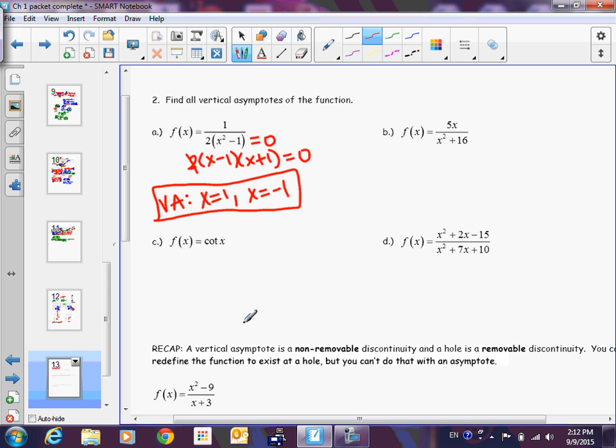The 2 is actually not causing a vertical asymptote. It's just a number. If it had been 2x, well, then I would have to deal with it.